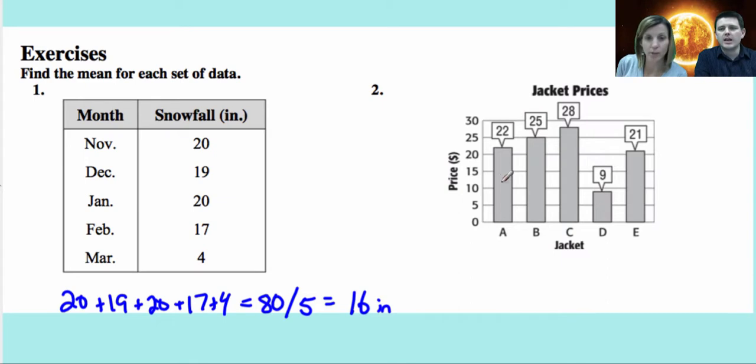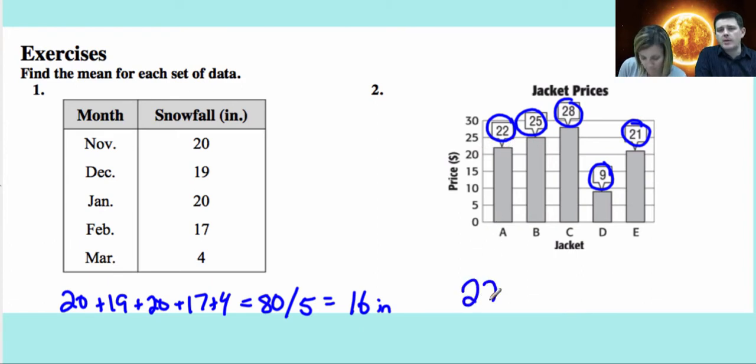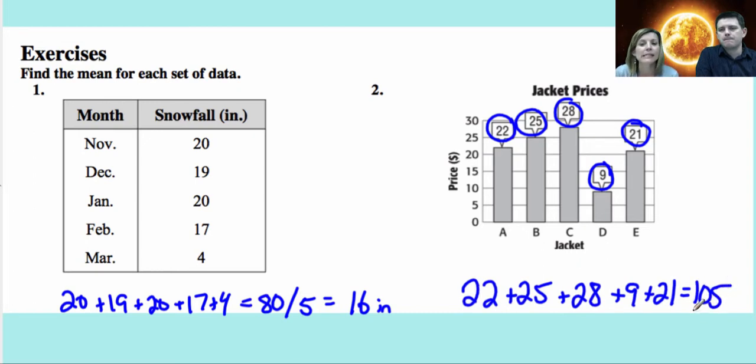Goodness. Bring on spring. All right, jacket prices. We've got a bar graph. Luckily, the graph is nicely done for you, so they told you what each value is. You didn't have to read it off of the scale there. So we want to add them up. 22 plus 25 plus 28 plus 9 plus 21 equals 105. We have A, B, C, D, E, which is 5 bars in our graph. So 105 divided by 5 would be an even $21 for each jacket.